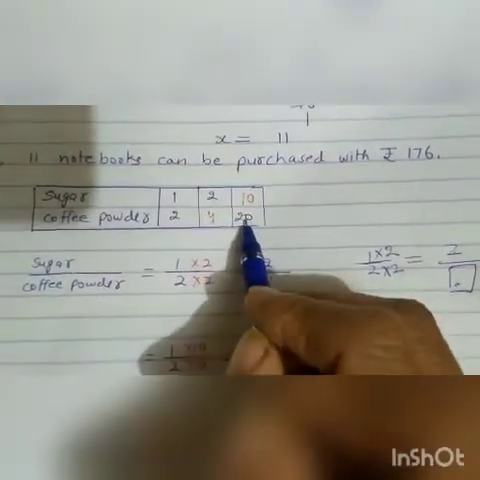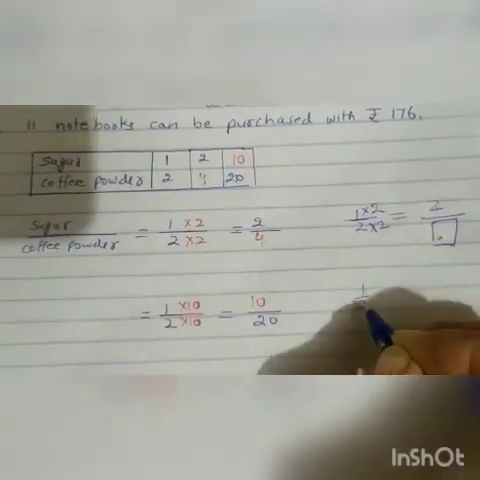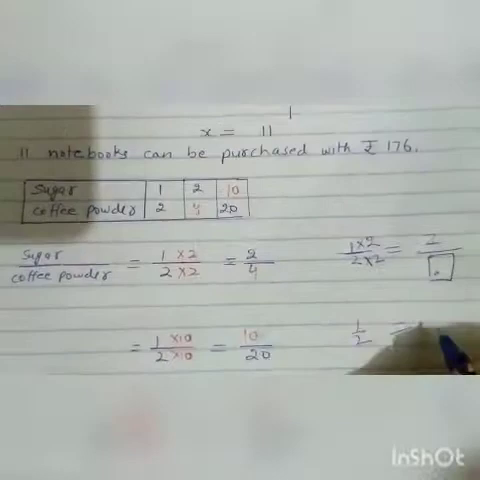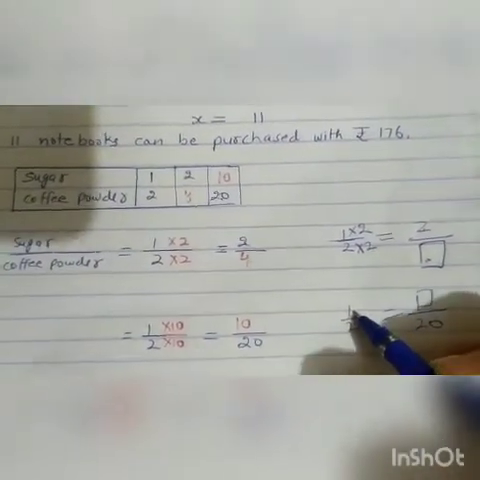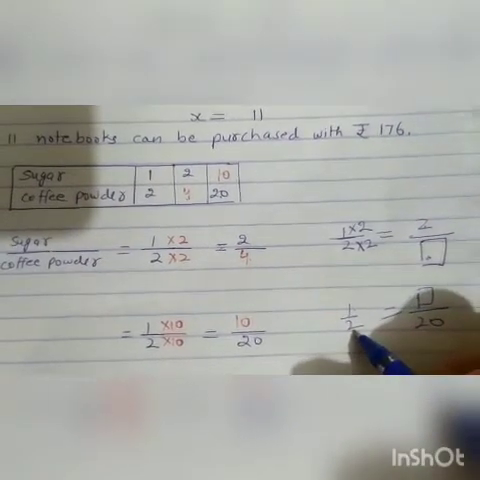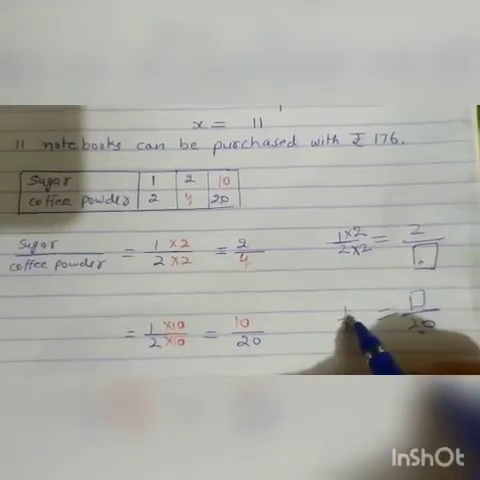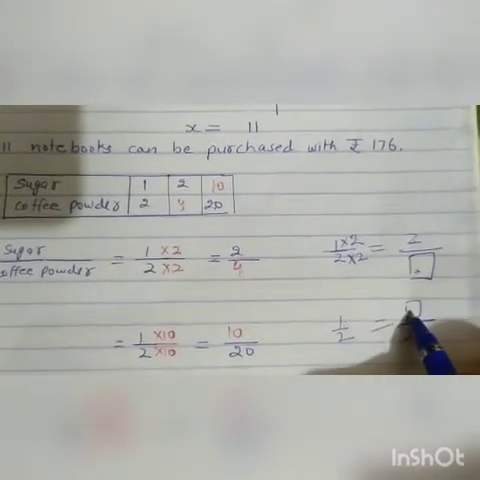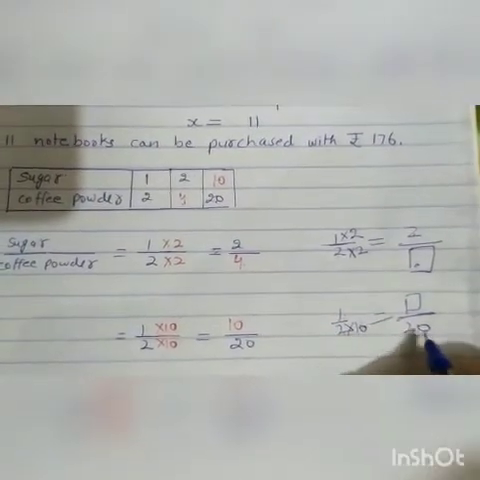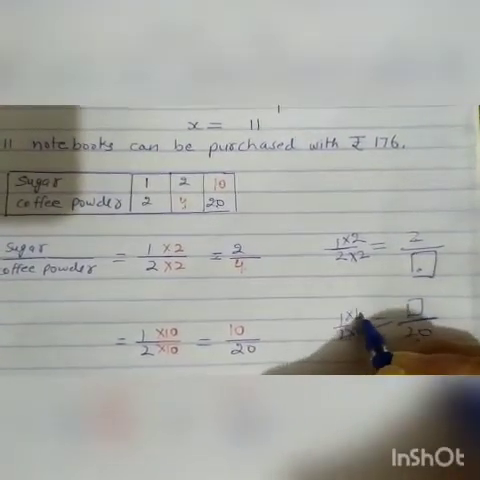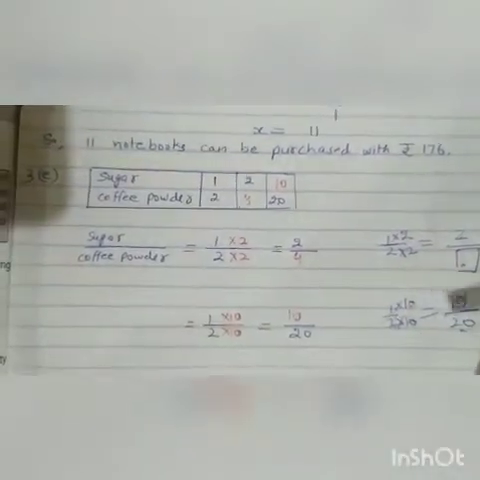Then in this case again it is 1 upon 2 is equal to blank upon 20. 1 teaspoon of sugar, 2 teaspoons of coffee powder, then 20 spoons of coffee powder. What will be the quantity of sugar? So if we multiply this 2 by 10, 2 tens are 20. We will multiply here also by 10, then 10 ones are 10. Clear?